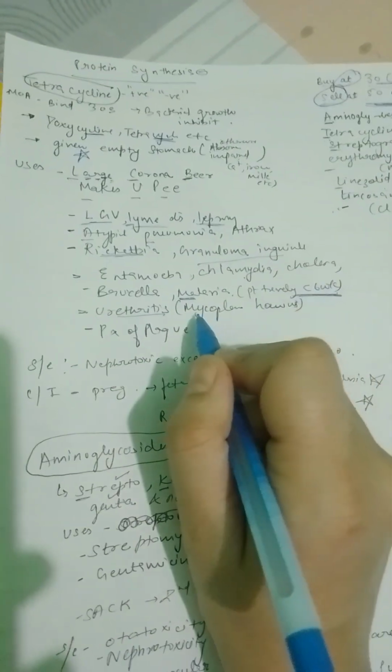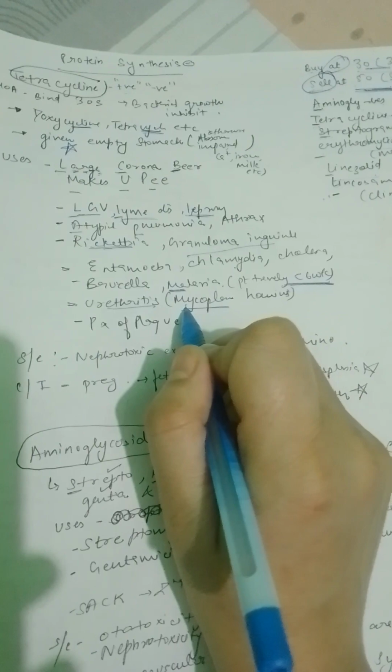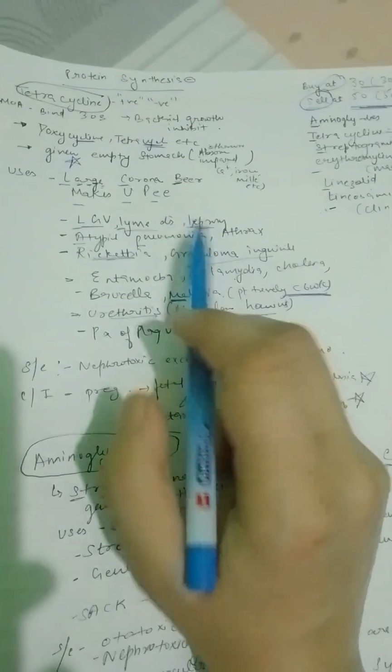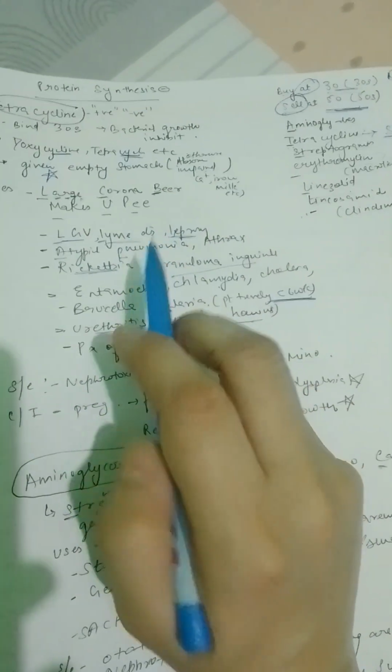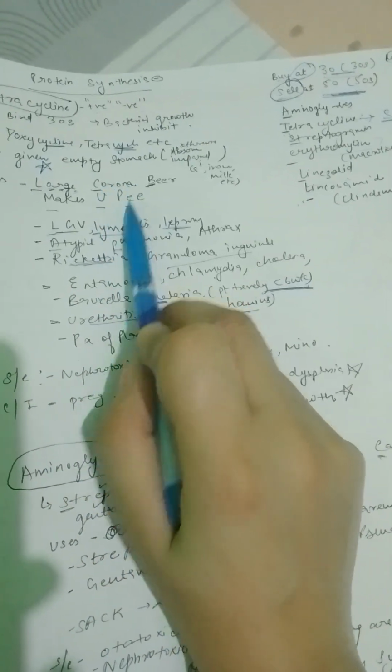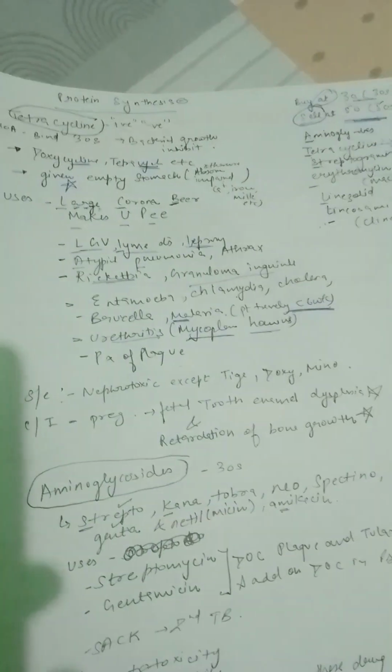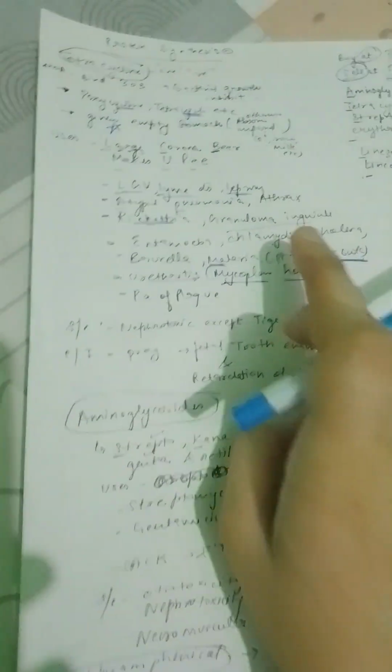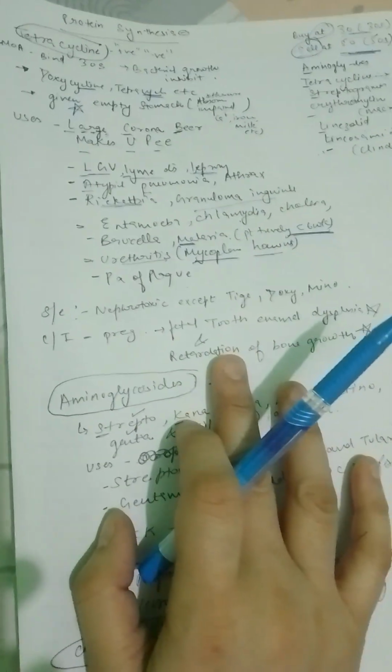Okay, which is caused by, suppose if it's caused by Mycoplasma hominis, that time we can also give tetracycline. Okay, then another one is prophylaxis of plague, for that time also we can give. Okay, so this mnemonic is completed over here, so we have to just remember the mnemonic and read it one or two times. Then another one is this one.